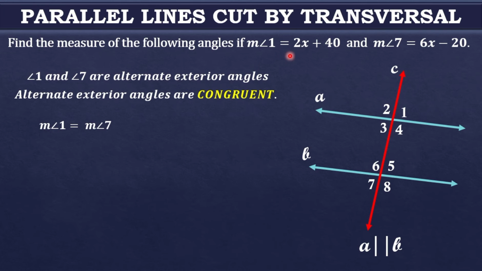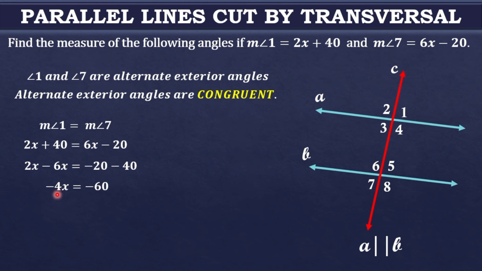So, kunin natin yung angle 1, 2x plus 40. And then si angle 7, which is 6x minus 20. And then solve for x. We will get 2x minus 6x, positive, negative. So, minus 20, positive, magne-negative. So, we have 2 minus 6, that is negative 4x. And then negative 20 minus 40, this is negative 60. Divide both sides by negative 4. So, this will be cancelled. We have x is equal to negative 60 divided by negative 4, that is positive 15.